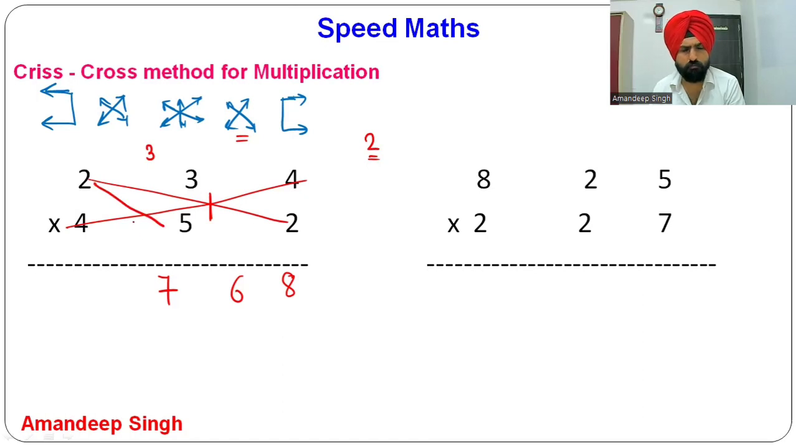Right? Now, multiplication of left 2s. So 2 into 5 is 10. 4 3s are 12. 12 plus 10 is 22. 22 plus 3 is 25.